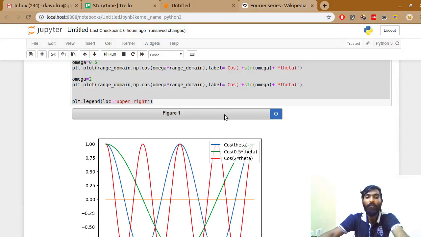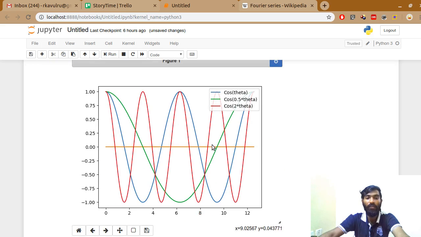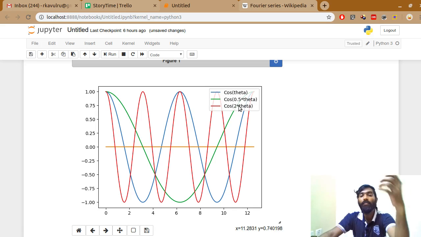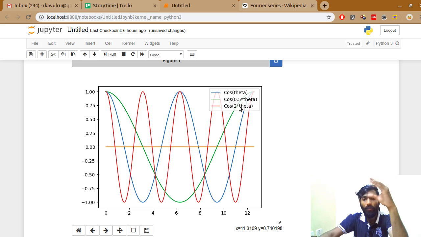What I have done here is I have taken some cosine waves and plotted various frequencies of them. The blue wave is cos theta, so it touches 0 at pi by 2 and is minus 1 at pi, and so on. You can see the red wave, cos 2 theta, has much more frequency than cos theta. So Fourier series brings us to a view of summing up these waves to approximate a function.